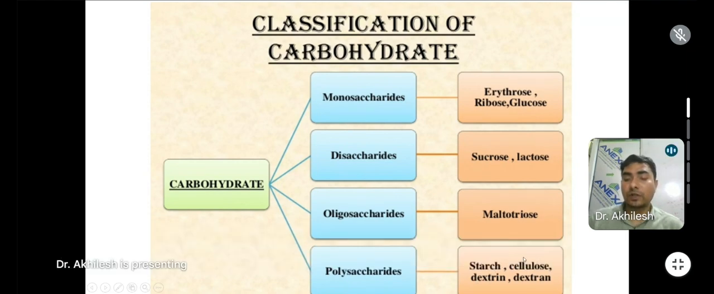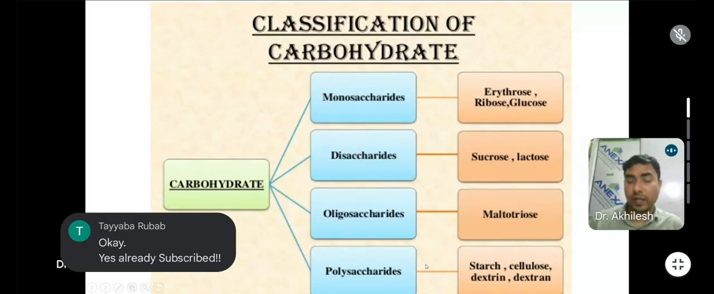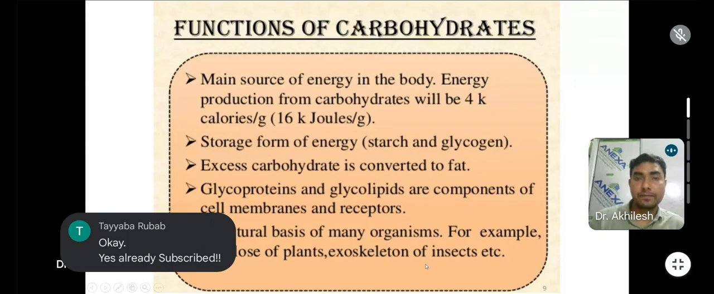Similarly, cellulose is also a polysaccharide, which is a major part of the cell wall in bacteria and plants. Dextrin and dextran also have multiple units. Generally, they are made of glucose, but are also considered polysaccharides. So this is how we have many polysaccharides: starch, cellulose, and glycogen, which in the human body is a stored material of energy. So glycogen is also a polysaccharide.